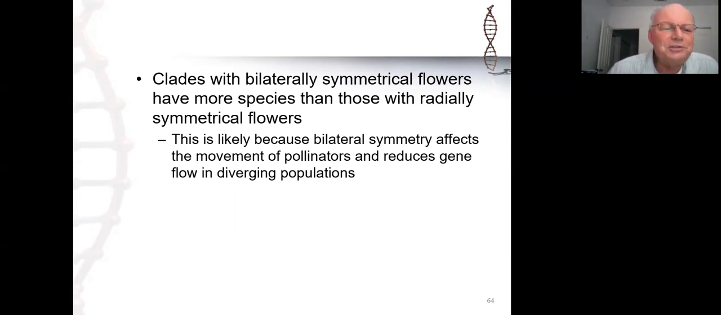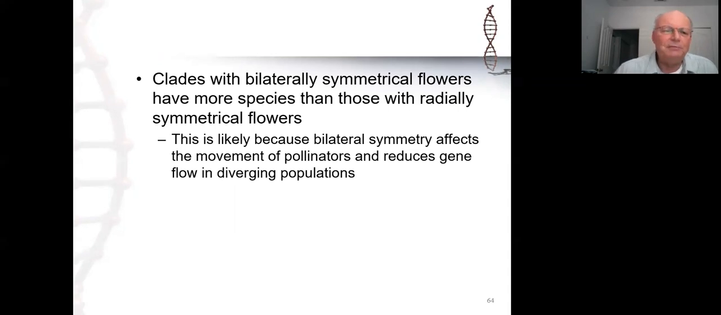And because insects tend to be very true about which species of plants they pollinate, and because they find it a little bit easier to find the nectaries and to interact with bilaterally symmetrical flowers, that means that they are more likely to transfer pollen between individuals of the same species rather than spread the pollen around.